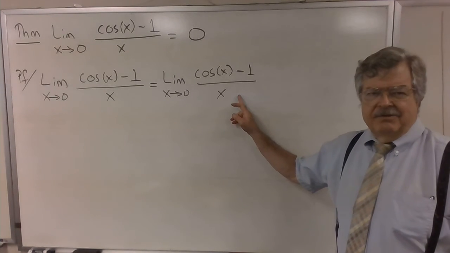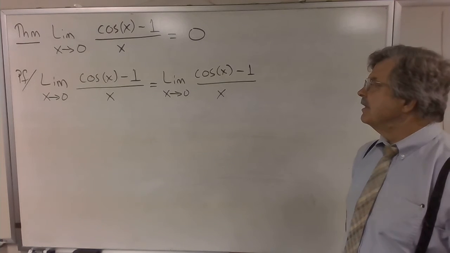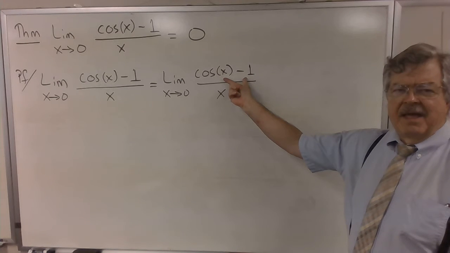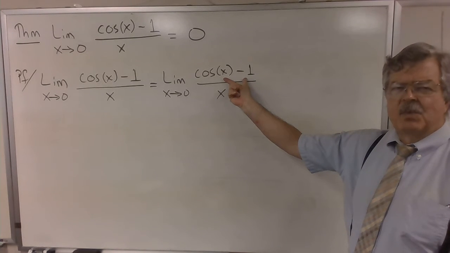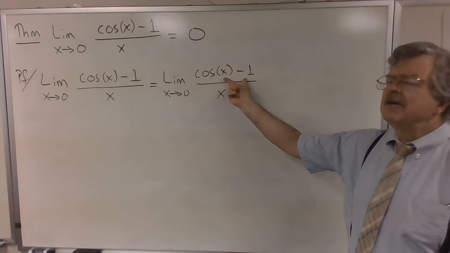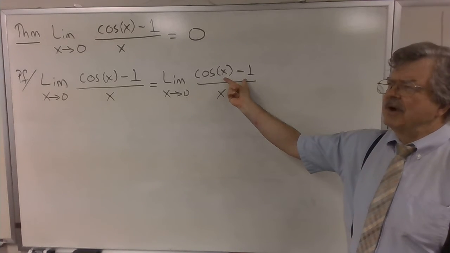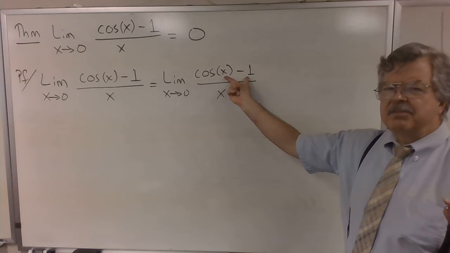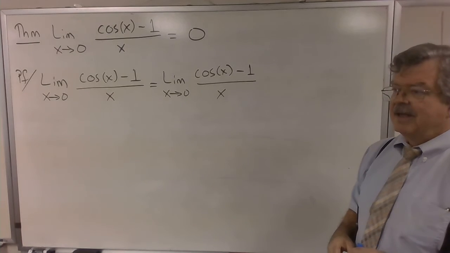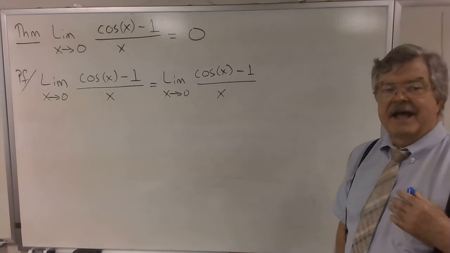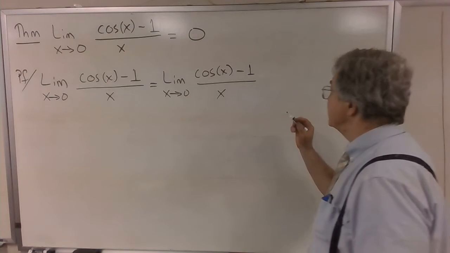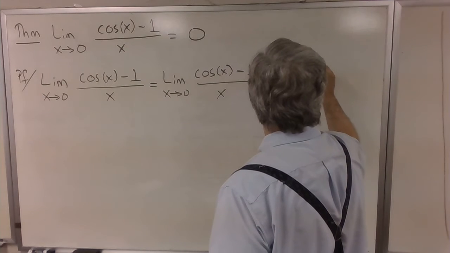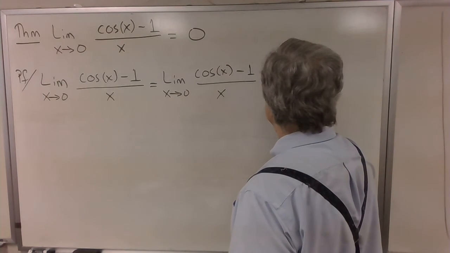I don't know what else to do here. But I see cosine of x minus 1. And I realize that this is one factor of the expression cosine squared of x minus 1. So I get this idea that I'll take this expression and multiply by its conjugate and hope that I get lucky and it actually turns out to be significant. So I'll just multiply by the conjugate, cosine of x plus 1.